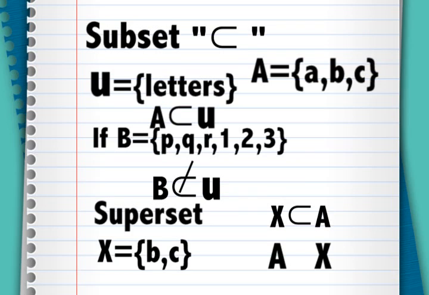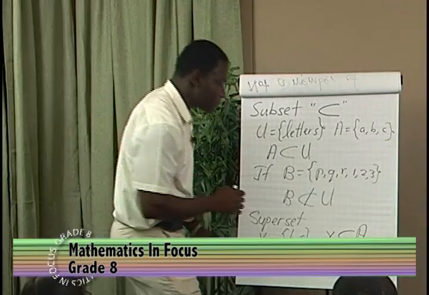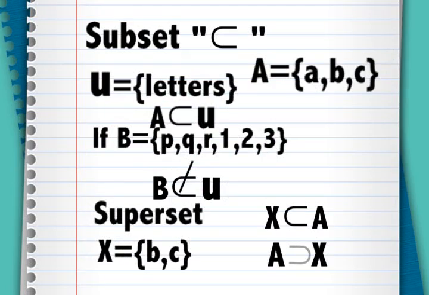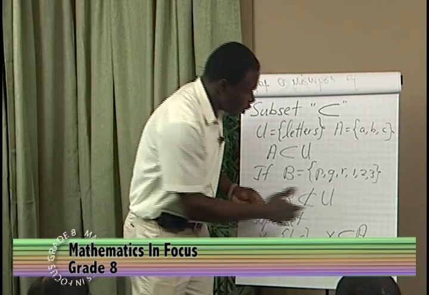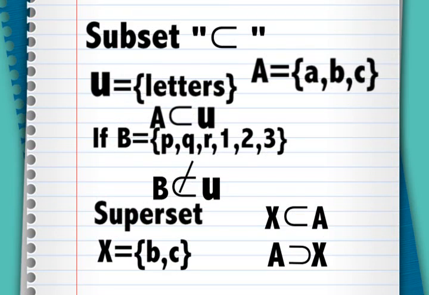But then if we want to bring A to the front, then we can say that A is a superset. Observe how we reverse the sign there? Yes, sir. A is a superset. This is the symbol we use for a superset. A is a superset of X. It means that, in the same way, all the elements of X can be found in A. So far, so good? Yes, sir. All right.